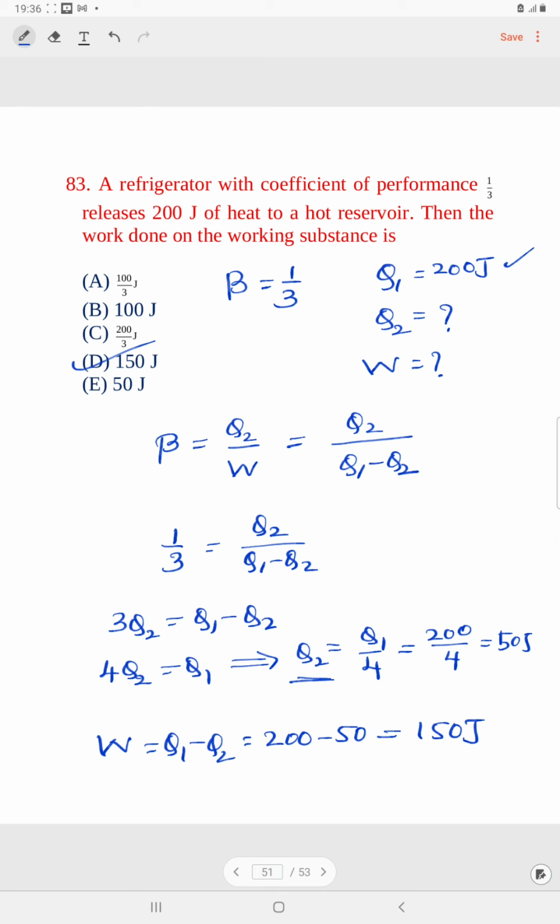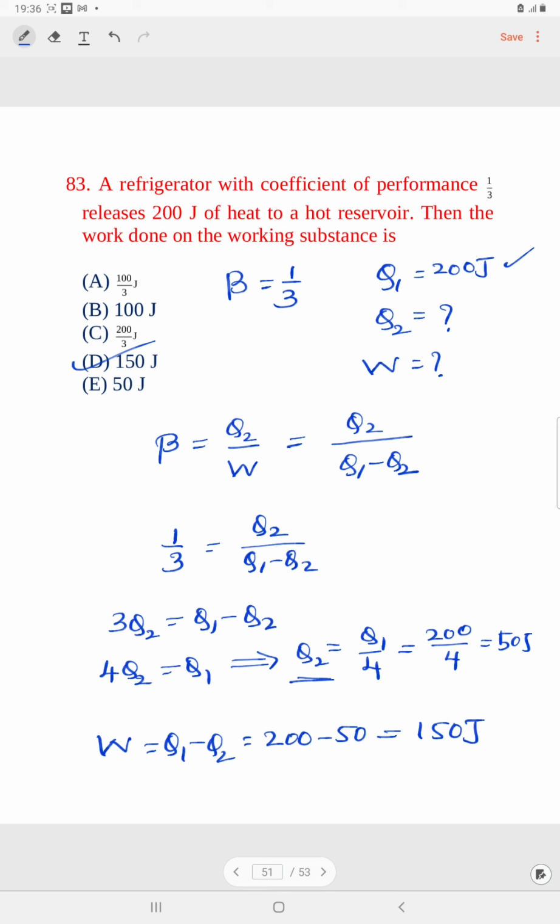See, the main thing is you need to know what is to be considered Q1 and what is to be considered Q2. In the refrigerator, the heat rejected will be considered Q1. The heat absorbed will be considered Q2 here. But in the case of Carnot engine, it is exactly opposite, because Carnot engine and refrigerator, their working style is opposite. In Carnot engine, heat absorbed is Q1, heat rejected is Q2.